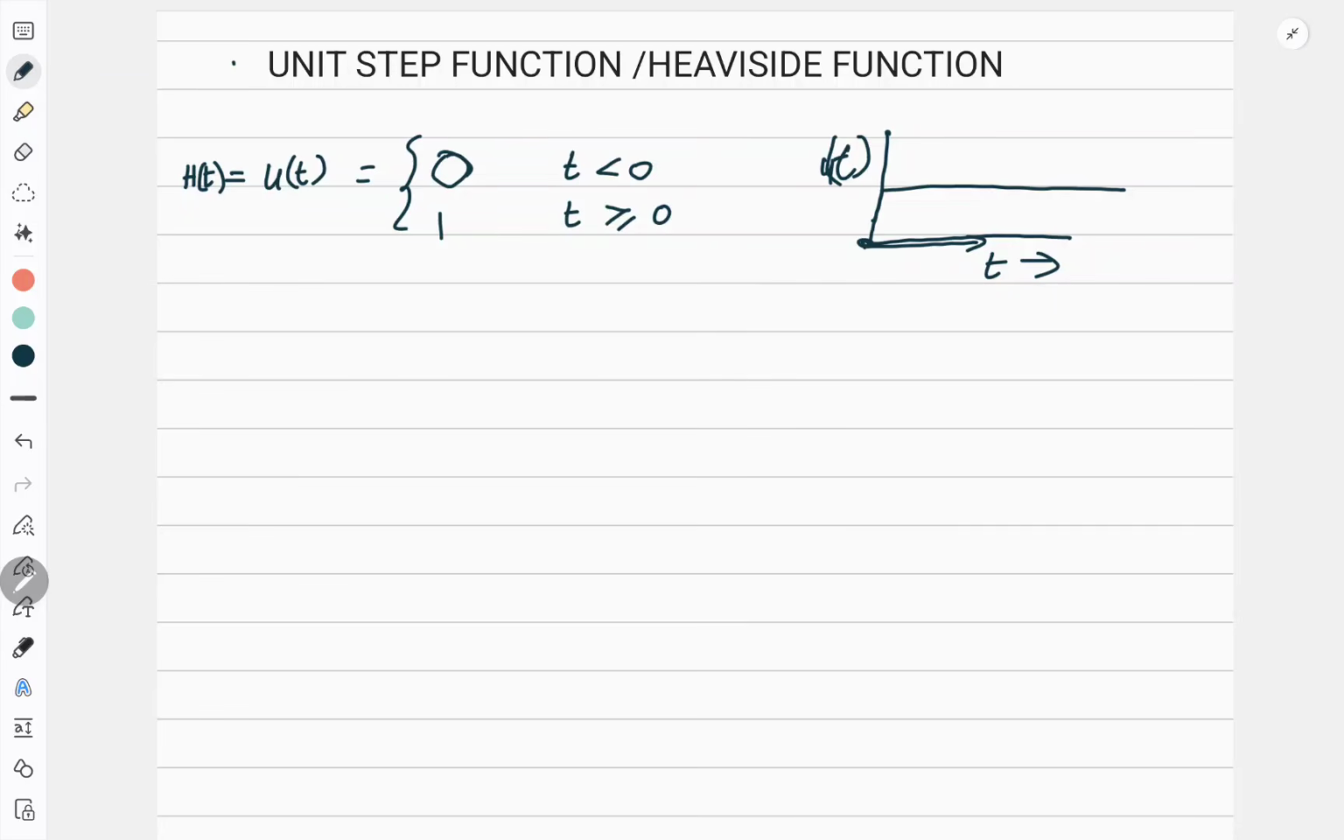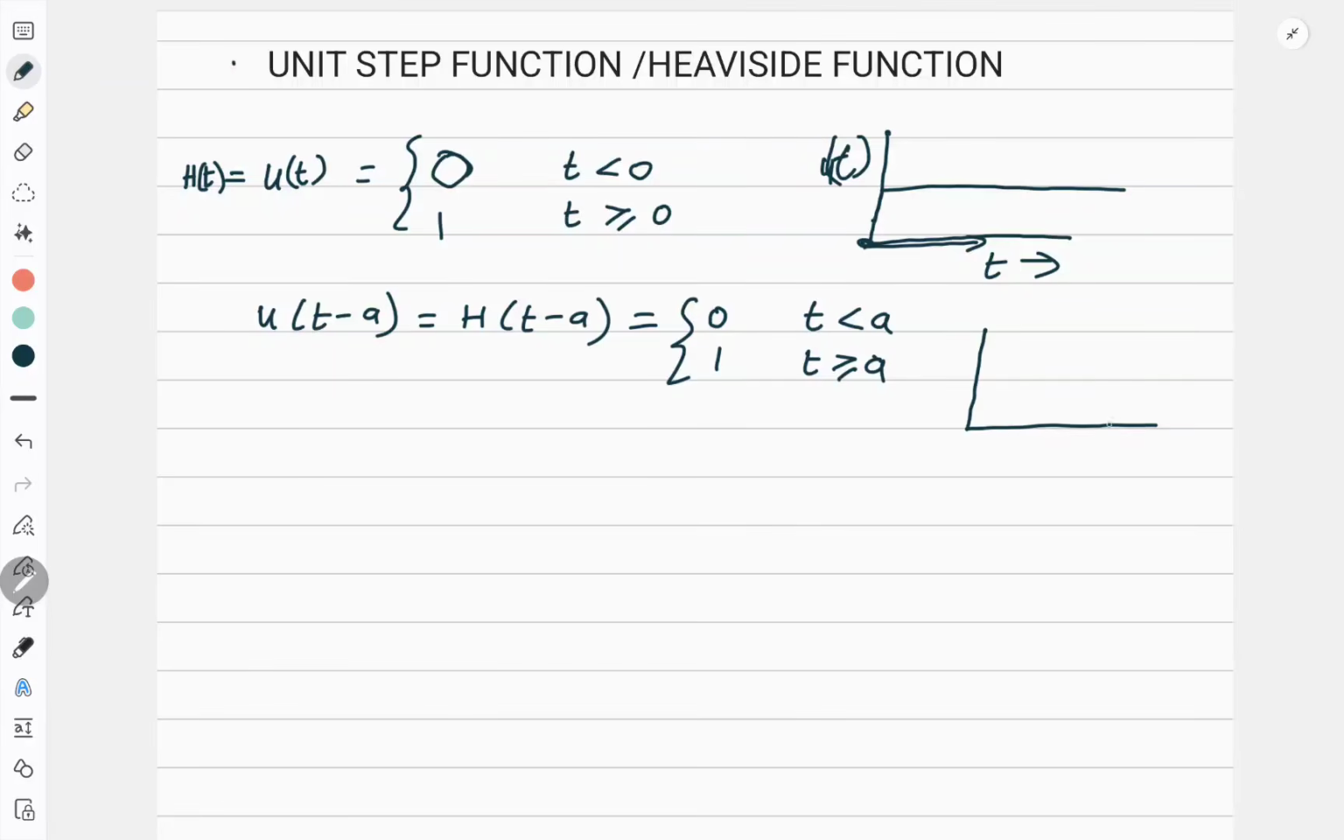I can shift the axis also. In that case, it is represented as u(t minus a) or h(t minus a). It is defined as 0 when t is less than a and 1 when t is greater than or equal to a. Again, if I want to represent the graph, say this point is a. When t is less than a, in this range the value of the function is 0, and after this range the value of the function is 1. So this is also a unit step function.